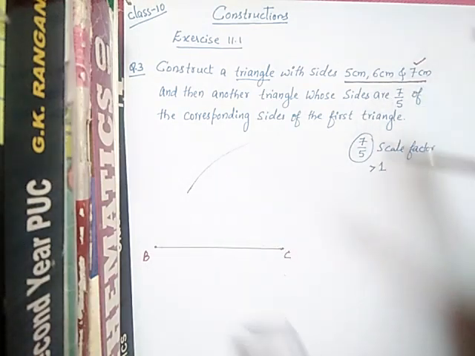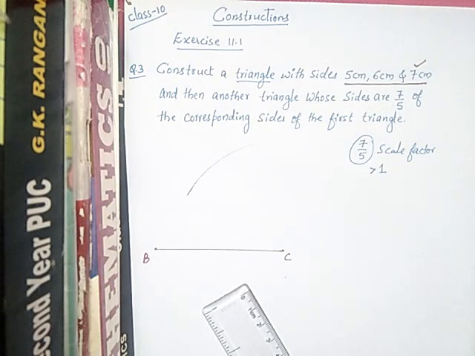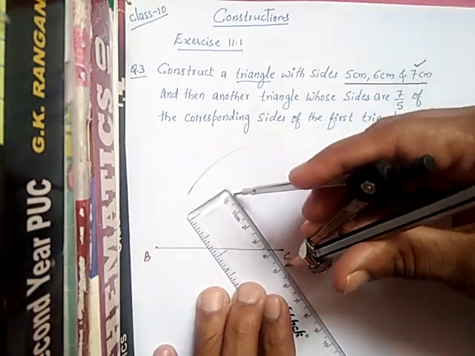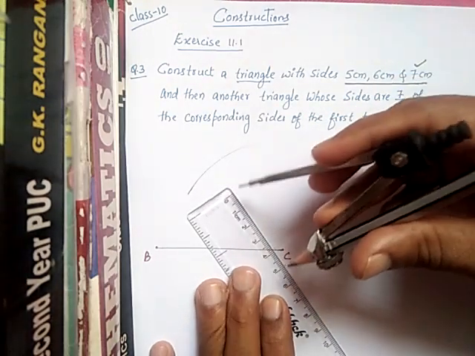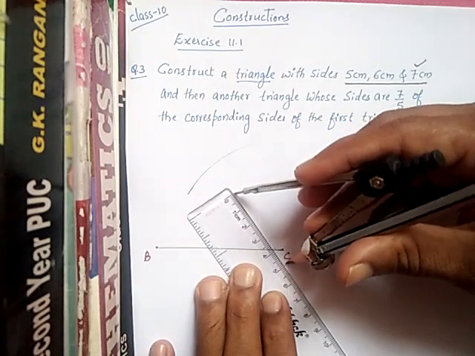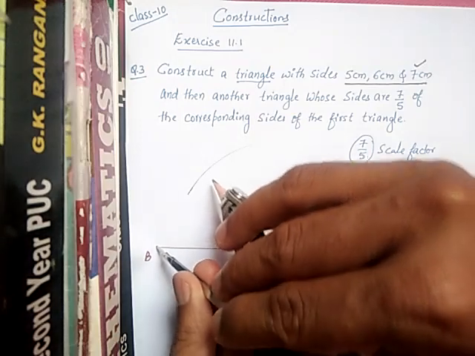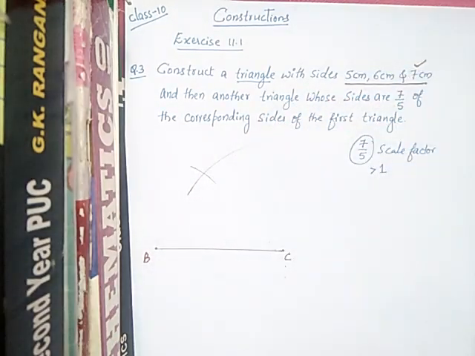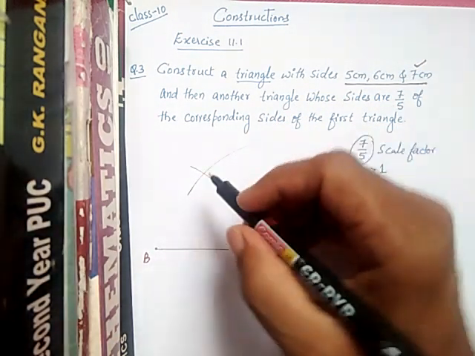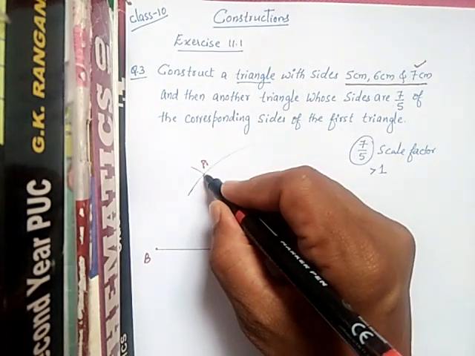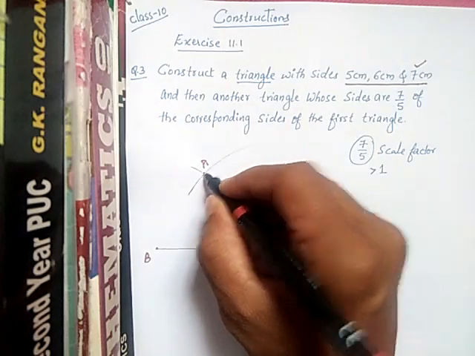So next after 6, it is 5 centimeter. For 5 centimeter, again you keep on 0 and take up to 5. Here this is 5 centimeter, from here to here. After that, again you keep on B and cut the arc. After cutting the arc, where both the arcs intersect, that point you can consider as A.